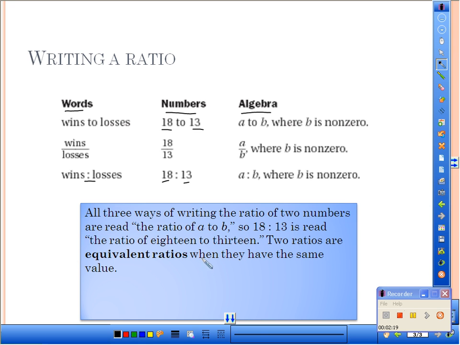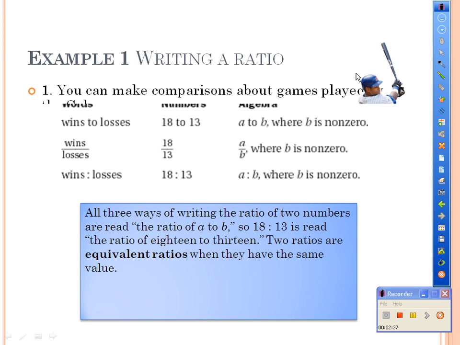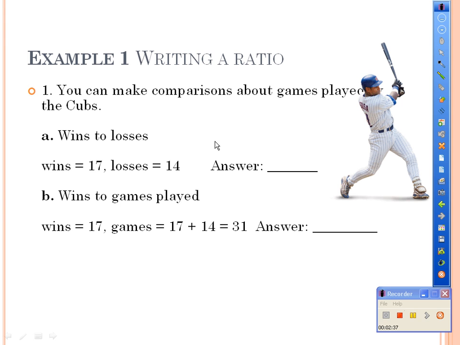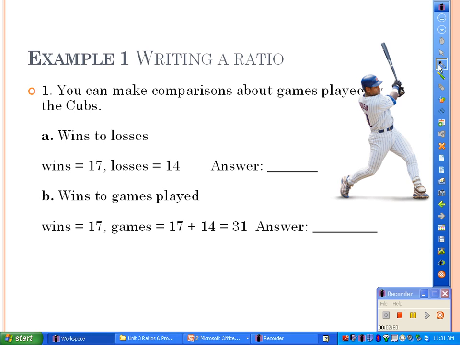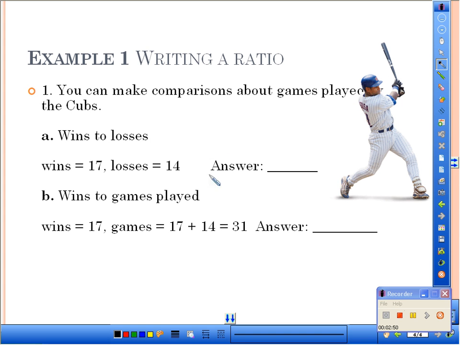Two ratios are equivalent ratios when they have the same value. Let's try an example. Let's make a comparison about game players from the Cubs. First, let's start with wins to losses. We're going to write our answer into three different forms.